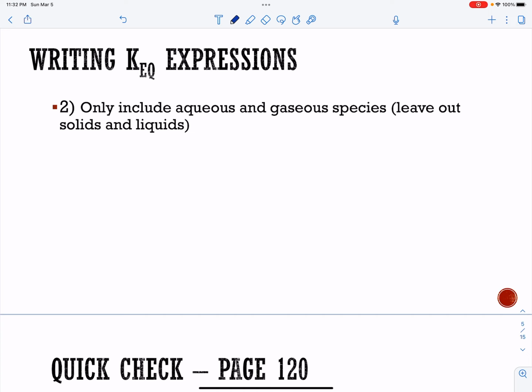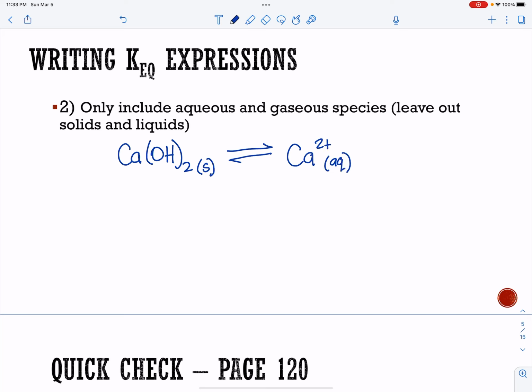So here's an example of that. If I had calcium hydroxide, for example, calcium hydroxide is a base, but it's also solid. So when we have calcium hydroxide by itself, we get this solid calcium hydroxide, and we're going to show that that's in equilibrium. When we put that in water, that's going to split apart into its ions. And the calcium ion is going to dissolve in water, and we're going to get two hydroxides as well that are going to dissolve in water, and they're aqueous.